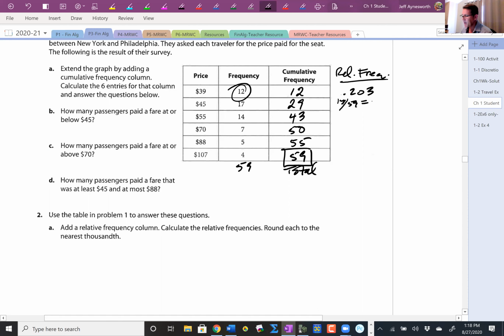What are you calculating there? Because you're giving me relative cumulative. Yeah. I got 0.288. Ah, there we go. So we have to use these numbers here. Okay. So what's 14 divided by 59? 0.237. Now we're talking. Keep going. What's 7 divided by 59? 0.119. There you go. And we have a few more here. So 5 divided by 59. 0.085. And then 0.068, right? Yeah. Okay.